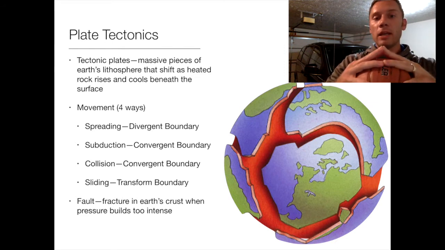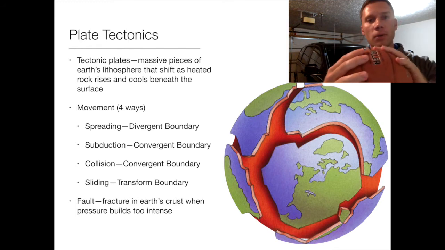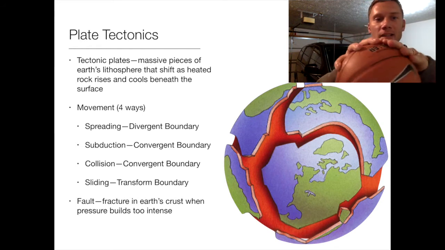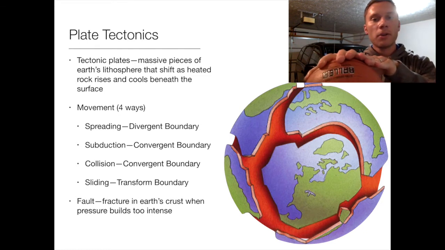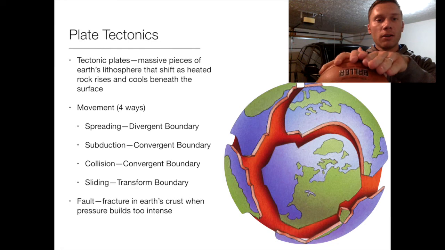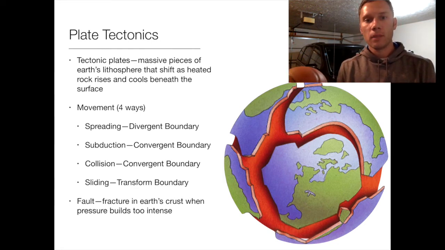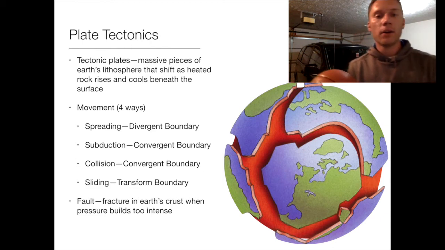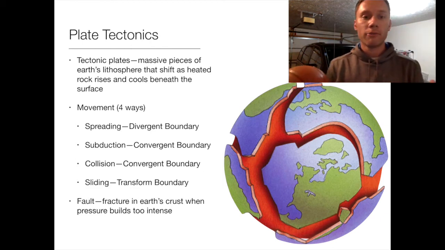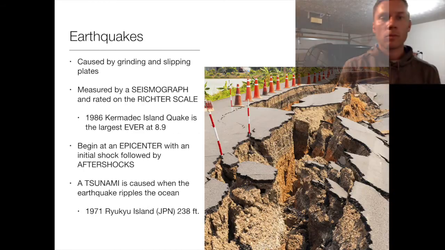Then the fourth way is through sliding. These are where the 2 plates are going to get together, but they're just going to kind of slide by one another and not necessarily run into each other. They might skid along the edge with one another. This is going to create a transform boundary. And depending upon the type of movement that's going on here, sometimes we may see a fault form. That's where there's going to be a fracture in the Earth's crust as the pressure builds.